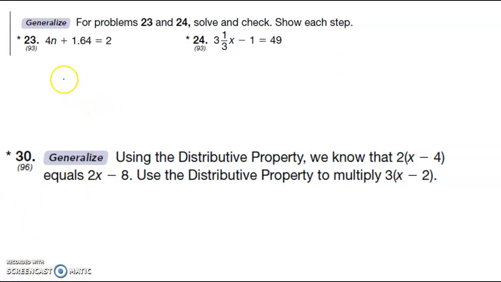Okay, these are two-step problems. So the first step is to add or subtract. We're going to get rid of the 1.64. We're trying to get n by itself. So I'm going to subtract 1.64.